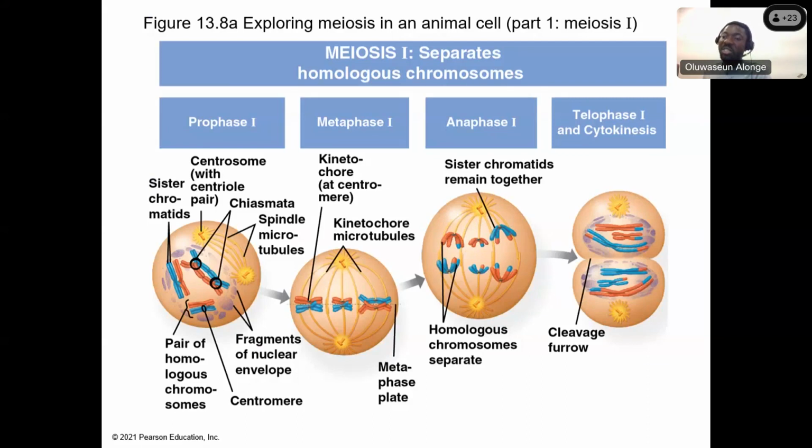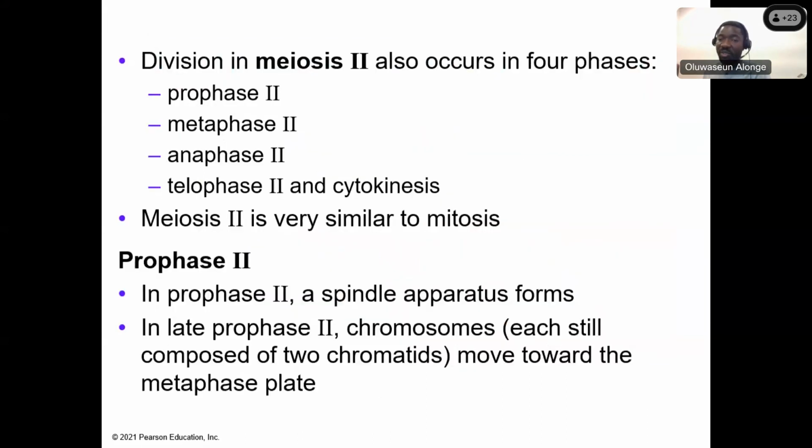So in mitosis, we say that sister chromatids separate. That's what is going to happen here. So in meiosis 2 and mitosis, they are the same thing. So prophase 2, metaphase 2, and anaphase 2, there is not going to be anything special happening in prophase 2 again. In prophase 2, spindle fiber forms, just like we talked about.